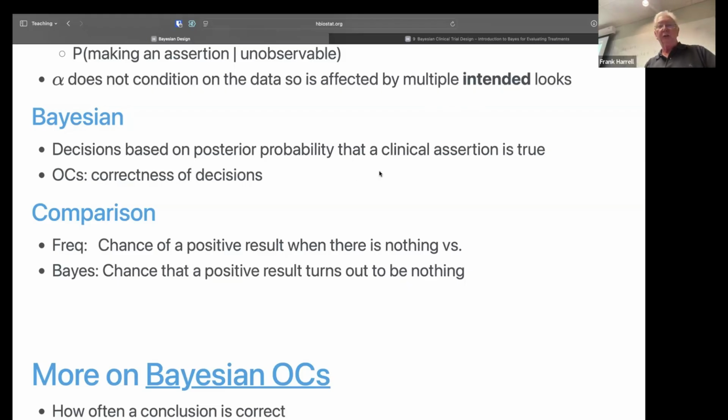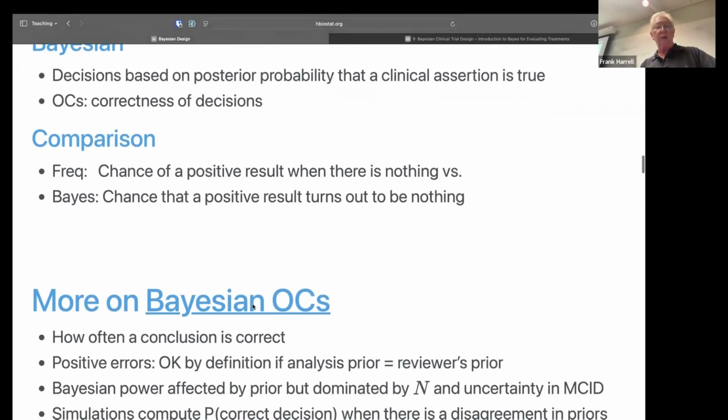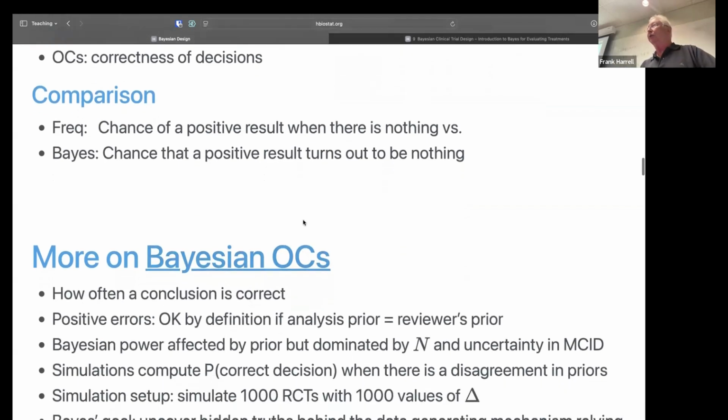So it makes decisions based on posterior probability that a clinical assertion happens to be correct. And the operating characteristic is the correctness of the decision. And the correctness of the decision is not going to really use unobservables. So this is the shortest way to say, how would you compare the two?